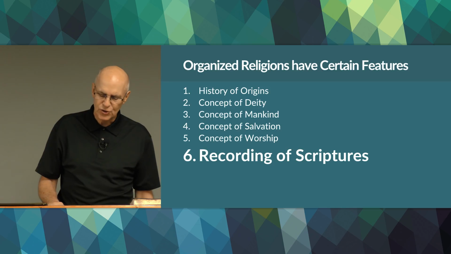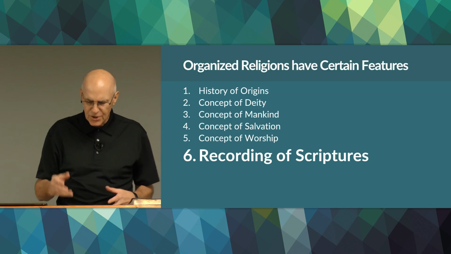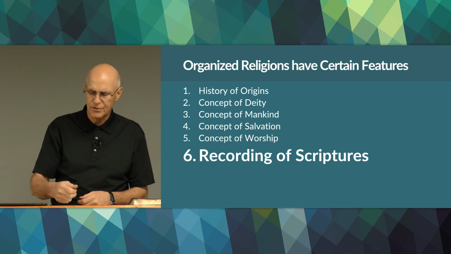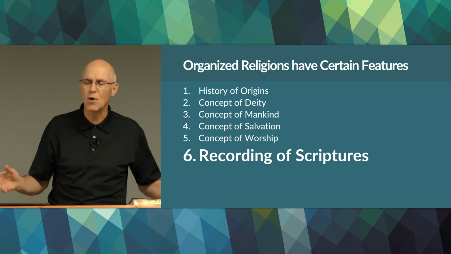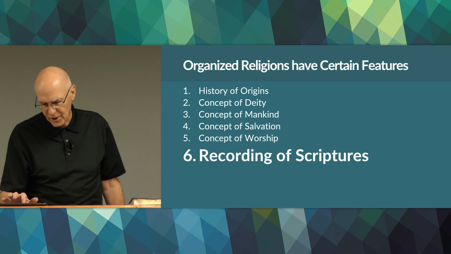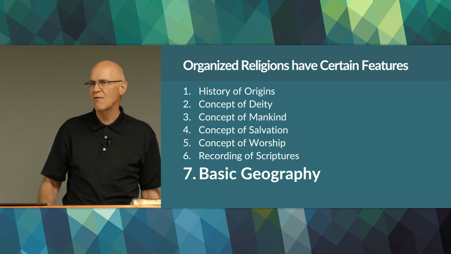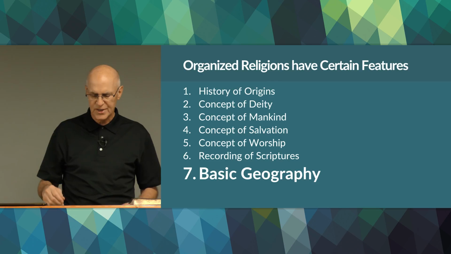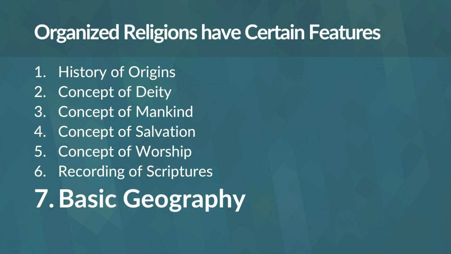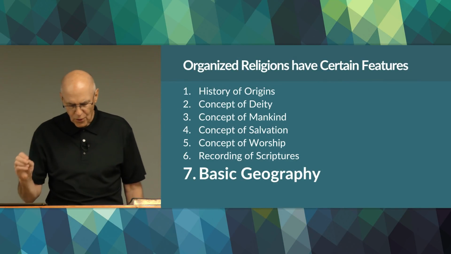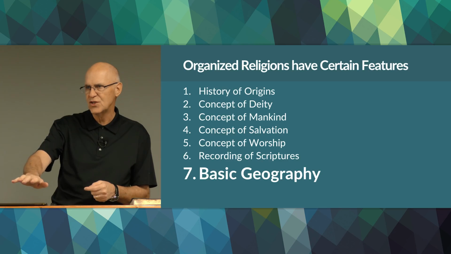Organized religions have scriptures. Religions keep records of their founders, the teaching of their founders, their history, their worship. They have some sort of holy book. And organized religions also have a basic geography. In other words, most religions have certain countries where they began and where they flourished and where they exercised their influence. Not every single organized religion exhibits each one of these features, and you're going to see that as we go through them. But most organized religions have a majority of these features in common.